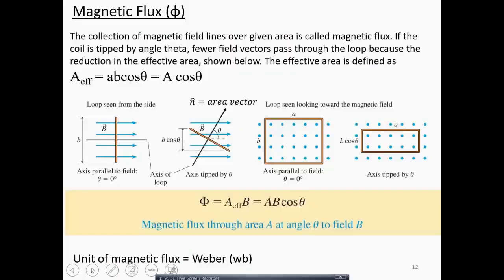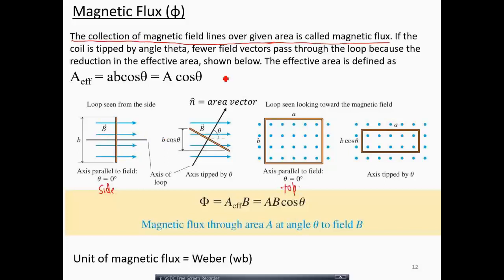So the next is magnetic flux. What is magnetic flux? Magnetic flux is simply the collection of the magnetic lines of force, magnetic field lines, collected over a given area. That's called magnetic flux, right? So here's an example. This is the side view of a rectangular coil. The magnetic field is going that way. And this is the top view, same thing, but from the top.